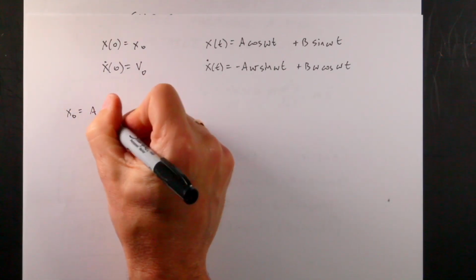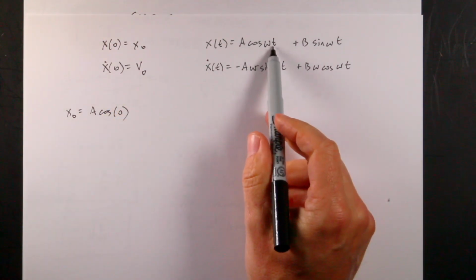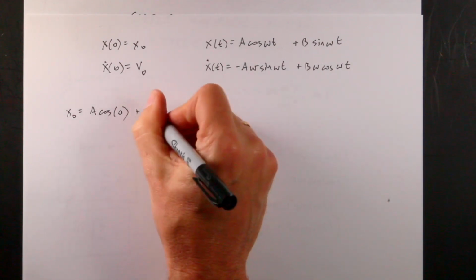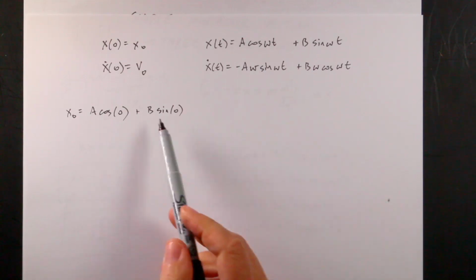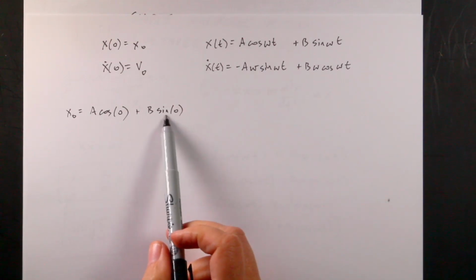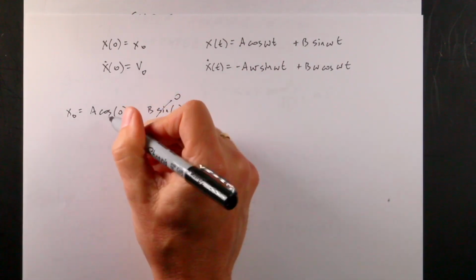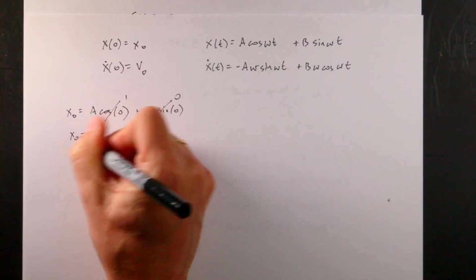Let's write it out. A cosine of 0, right? Because I have t is 0 times omega. It doesn't really matter what omega is. Plus b sine of 0. Well, right here you can see that sine of 0 is 0. So this is 0. And cosine of 0 is 1. So I get x0 equals a.